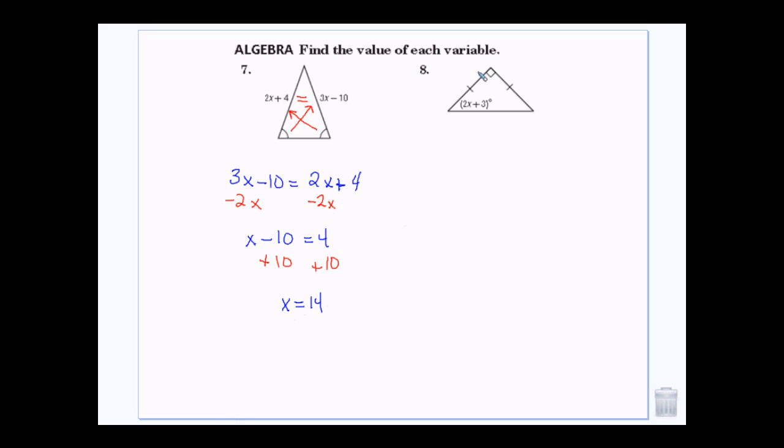And on this one, it just said find the value of the variable. We didn't actually have to find the length of the side. But if we wanted to find the length of the side, we just plug x back in. And so we'd have 28 plus 4. So it'd be 32. And then this one would be the same. So if you needed to find the sides, you could.